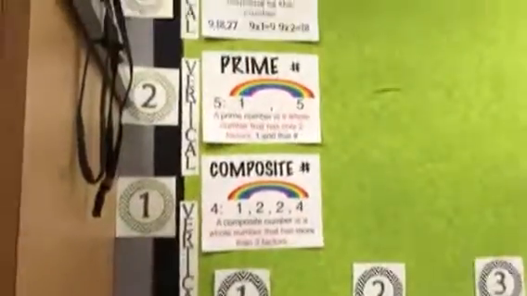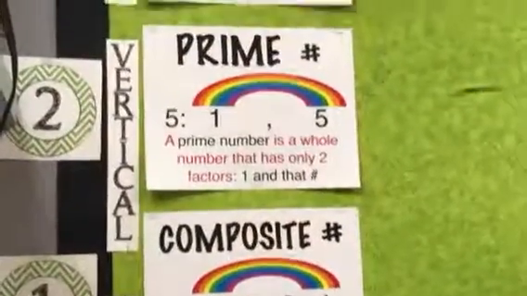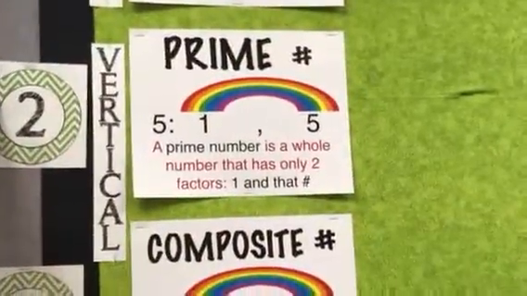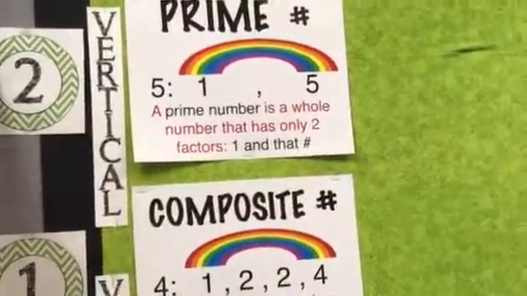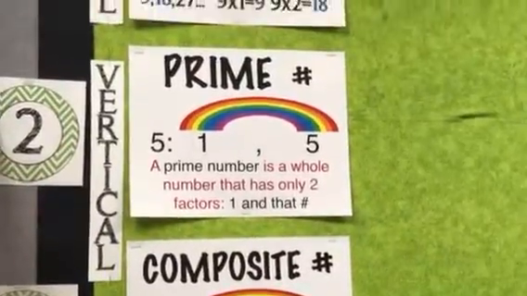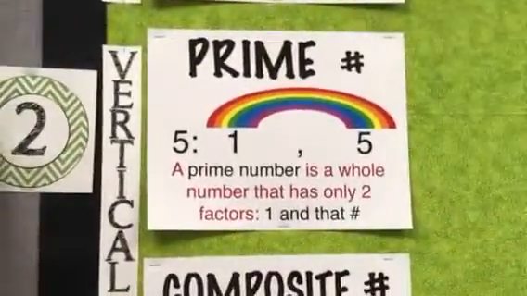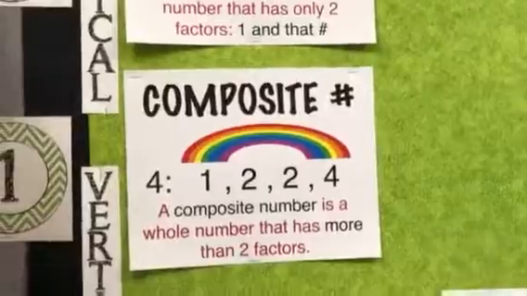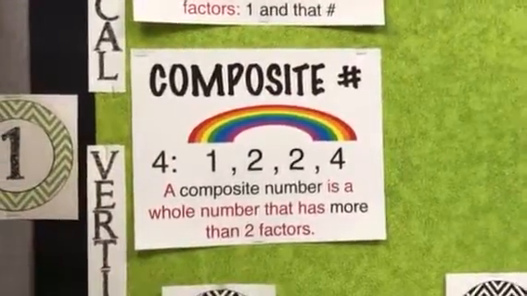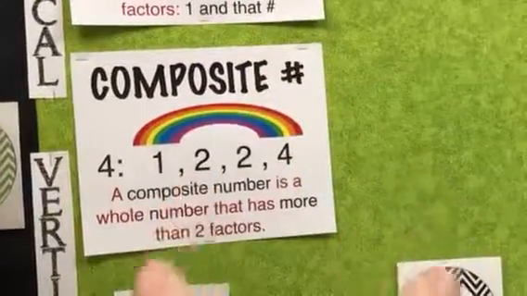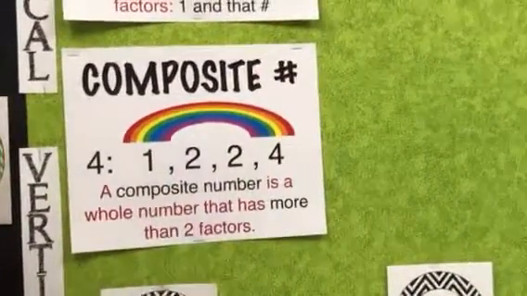Here's the prime on the word wall. Ready, set, go. A prime number is a whole number that has only 2 factors: 1 and that number. And then we have composite. A composite number is a whole number that has more than 2 factors with our factor rainbow.